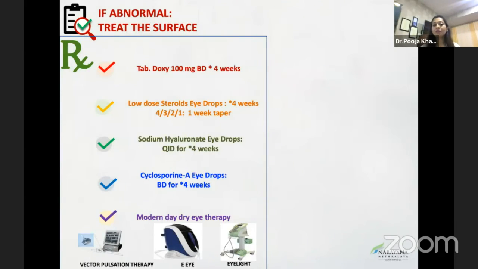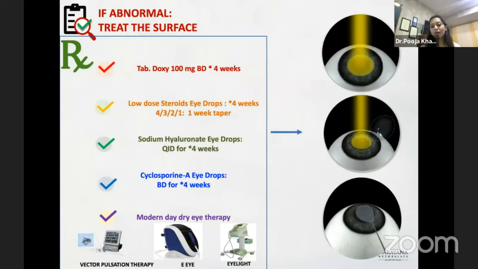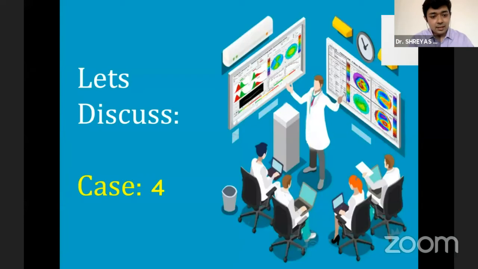So the only thing is, before doing a refractive surgery, we treat the surface aggressively for 4 weeks and always explain to the patient why you're waiting for 4 weeks. Treat the patient aggressively for 4 weeks. If it's quite severe, then you can do one of these modern day dry eye therapies. And after that, you can go ahead and do the surgery. So would you agree to this? Absolutely. Absolutely.